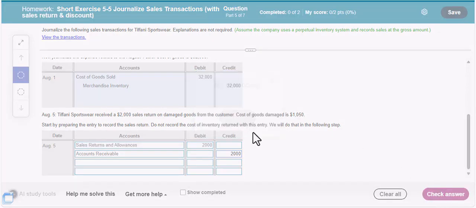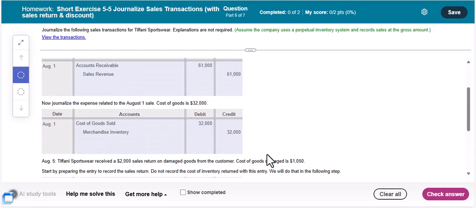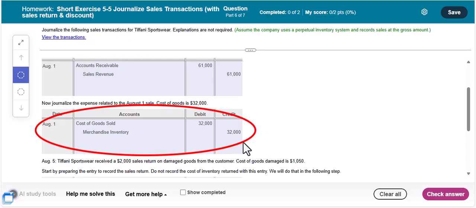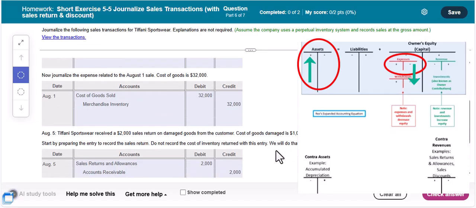Well done. Okay, so now we have to prepare the entry to record the cost of inventory return. Cost of goods damage was $1,050. So again, to review, going back up here to the second transaction where we originally sold this inventory and lowered it, we're going to have to reverse these two accounts, this cost of goods sold and merchandise inventory. So instead of inventory going down, it is going to be going up with a debit, and then the cost of goods sold is going to go down with a credit in this bottom transaction.